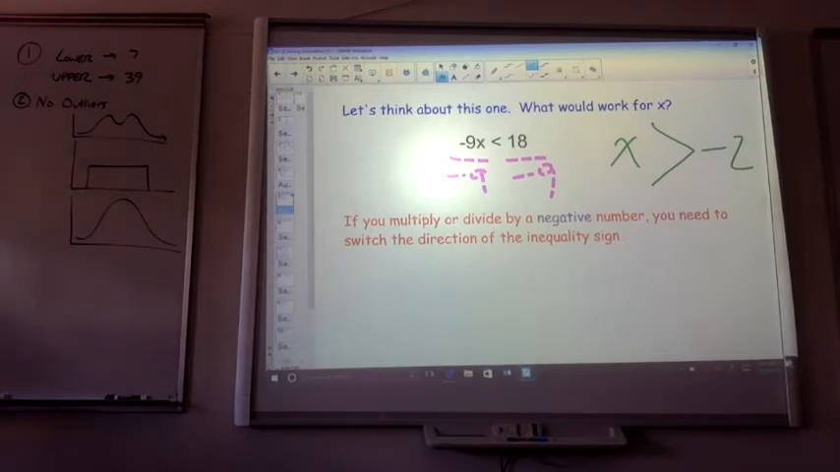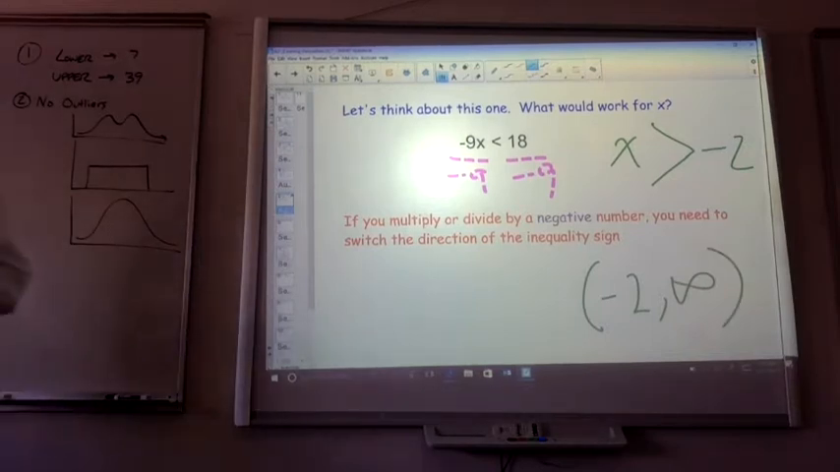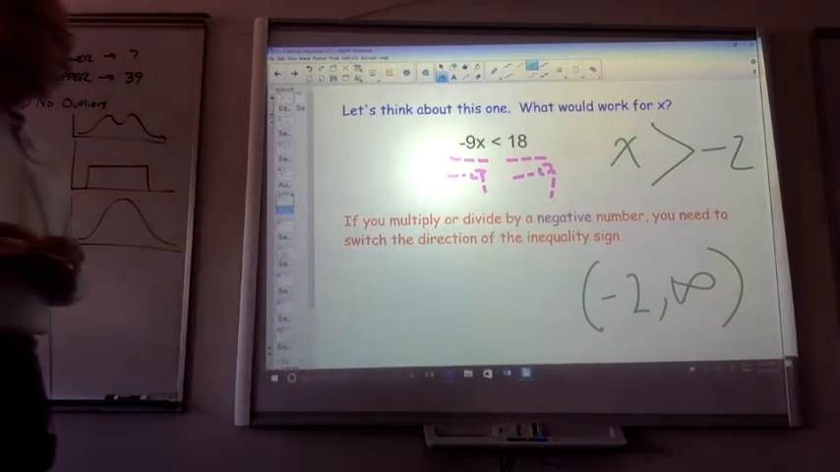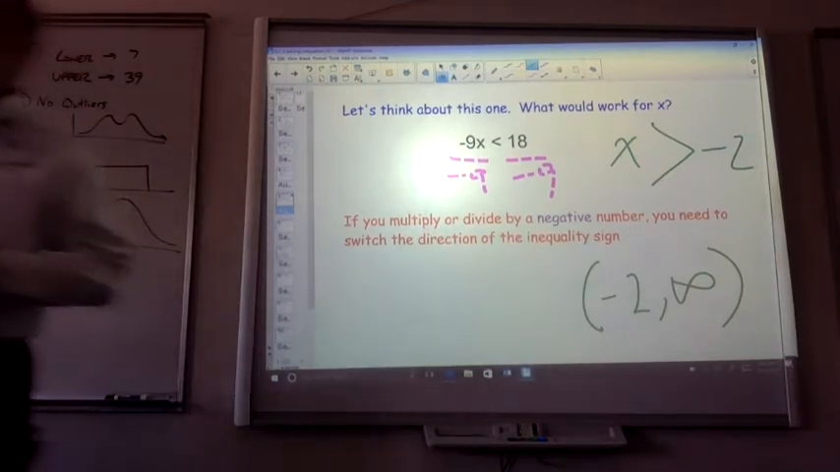If I wanted to write this, I want values that are larger than negative 2, so that would be like negative 1, 0, 1, 2. So I write a round bracket at negative 2, and it goes to infinity. You feel all right?